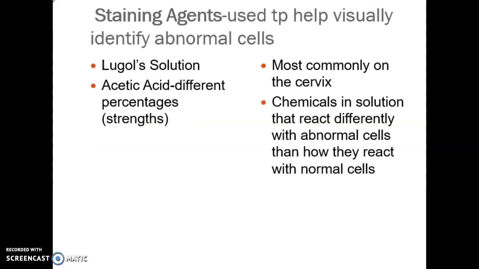Staining agents. We strictly use staining agents to help us visualize abnormal tissue cells. These staining agents will show a different reaction to abnormal cells than it should with normal cells. You will see more staining agents used when we start talking about gynecological cases. Lugol solution is a strong iodine mixture that is applied topically to the cervical os.